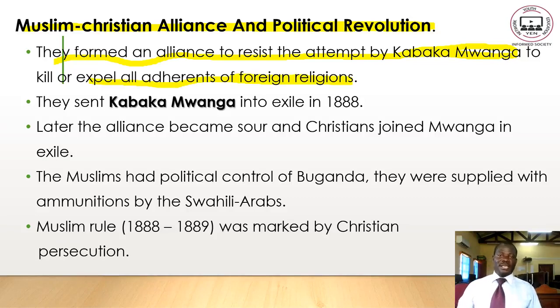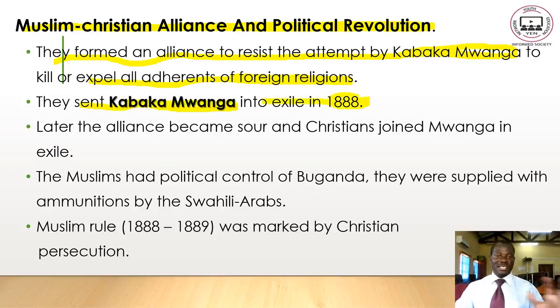Nothing is permanent. You find here that we have said that Kabaka Mutesa embraced that religion. He adopted that religion. But come Kabaka Mwanga, he did not want that foreign religion, and he wanted to expel all the people who were practicing that religion or who brought that religion. So the Christians and the Muslims made that alliance. So they sent Kabaka Mwanga into exile in 1888.